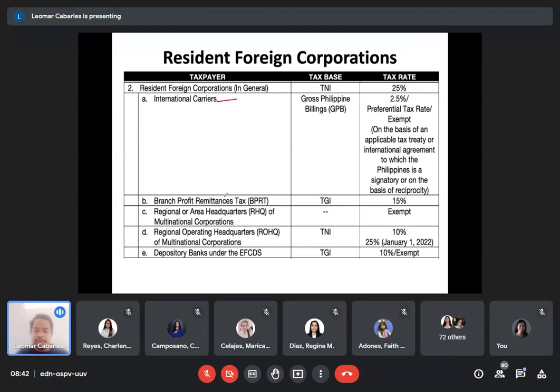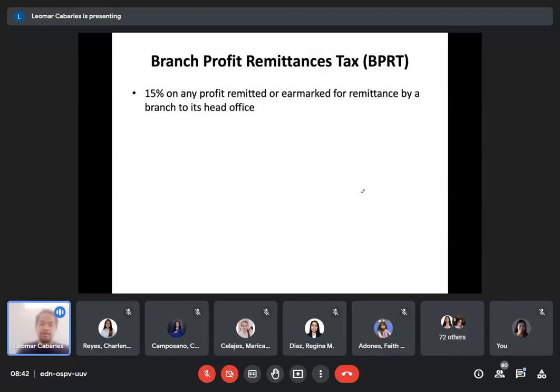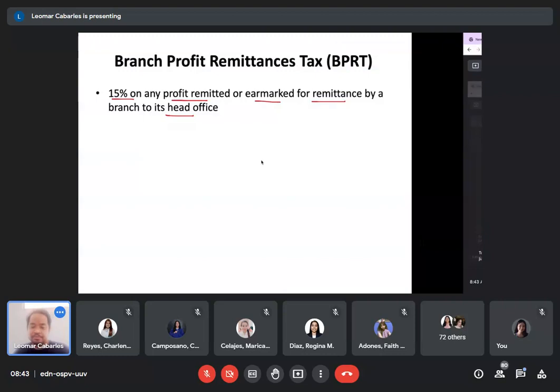So branch profit remittance taxes, ito siya, discuss natin. Tingnan nyo, gross ang basis nito. It's TGI, not TNI. No? So sabi dito, 15% on any profit remitted or earmarked for remittance by a branch to its head office. Okay? Let me give you an example para malinaw siya.